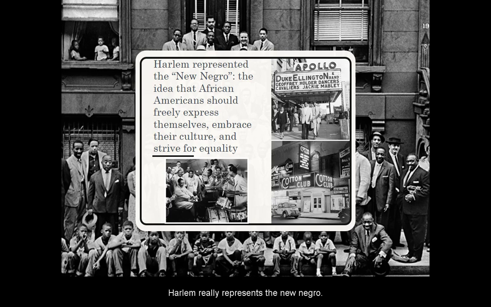And Harlem really represents the new Negro, Negro being the polite term for African Americans at the time. And it provides this idea that African Americans don't need to be ashamed for their culture or themselves in general. They can embrace their culture. They can freely express that culture in a multitude of different creative means. And this really starts them to fight for their equality.